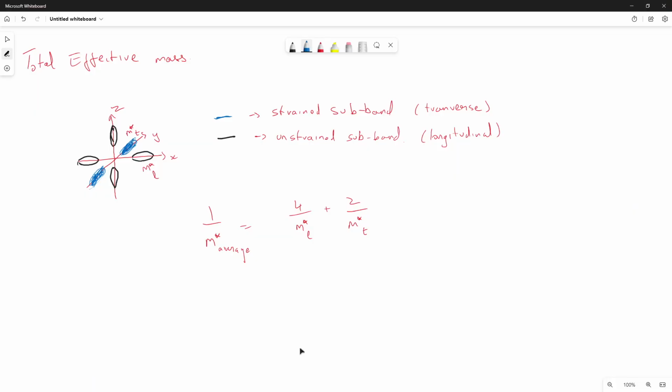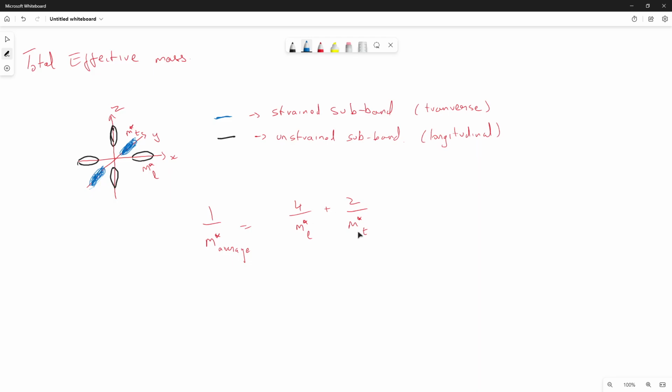Yes, sir. So can you tell me what will happen to M effective average if MT were to increase? Assume that initially MT was equal to ML. Then M average will be ML by 6, correct? It's just the reciprocal, correct? M transverse, M longitudinal. Assume initially that M transverse and M longitudinal are equal. In that case, M average will be M longitudinal divided by 6, correct?